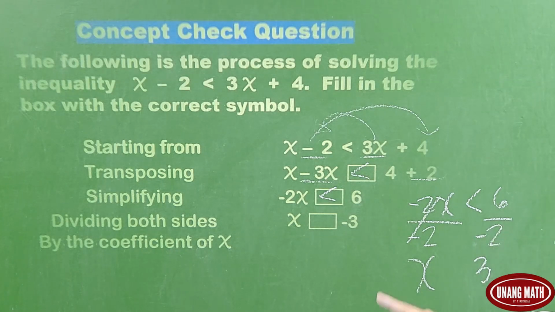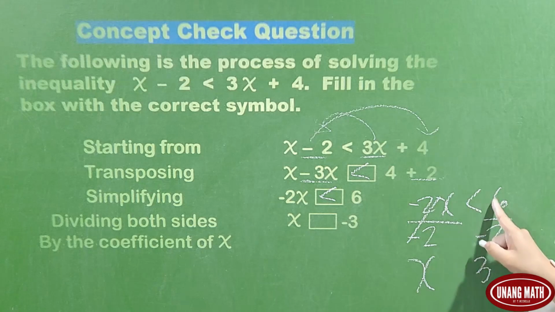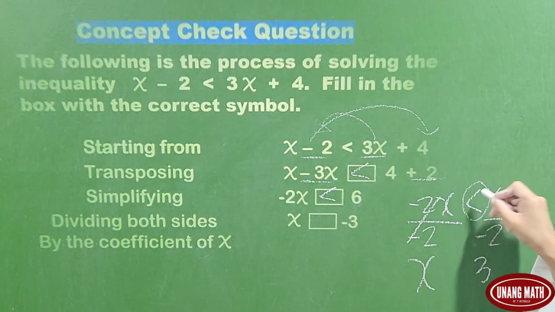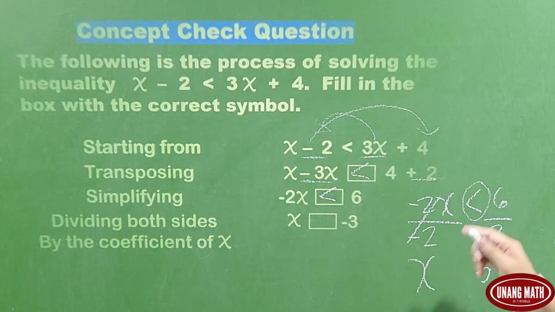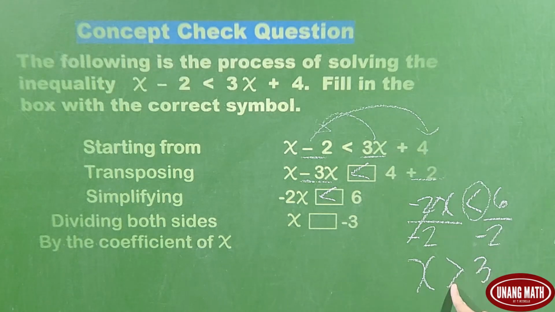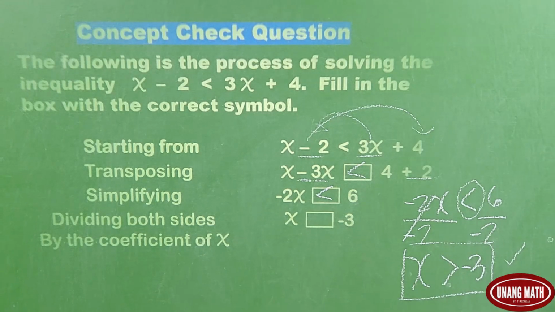And since we divided both sides of this inequality by a negative number, the rule is this symbol or sign changes or reverses. Instead of less than, this becomes greater than. 6 divided by negative 2 must be negative 3. So x is greater than negative 3.